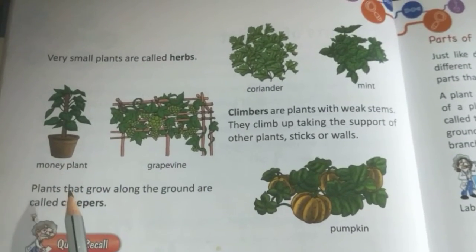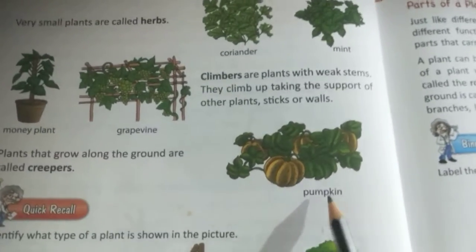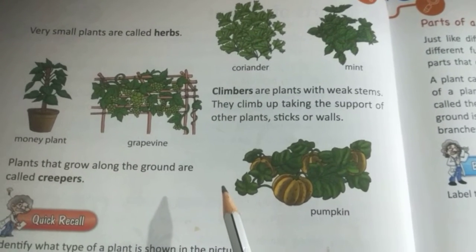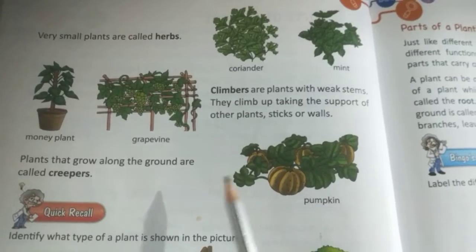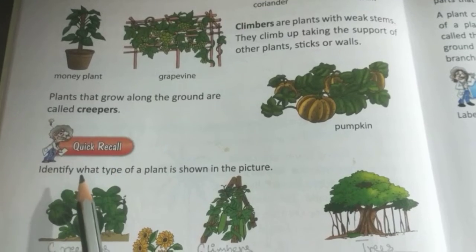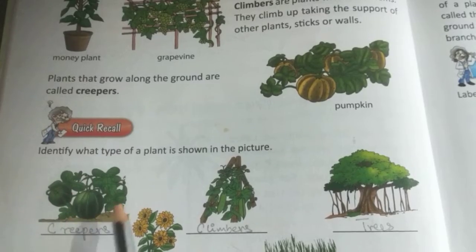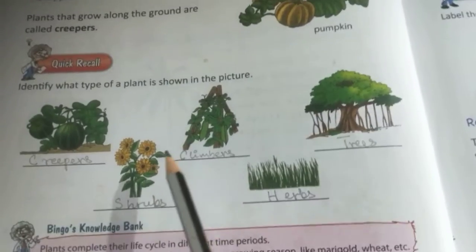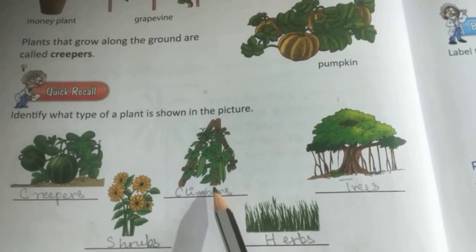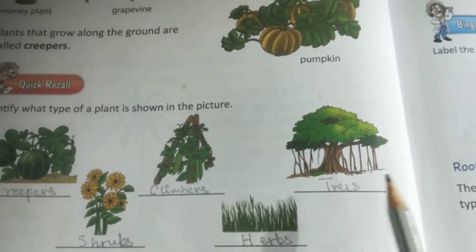Now the other kind of plant is creepers. Plants that grow along the ground are called creepers. An example is pumpkin. If you have seen the pumpkin plant, they grow along the ground, and they are called creepers. Now the quick recall over here is to identify what type of plant is shown in the picture. The first one is a creeper, the second one is a shrub, the third one is a climber, the fourth one is herbs, and the last is trees.